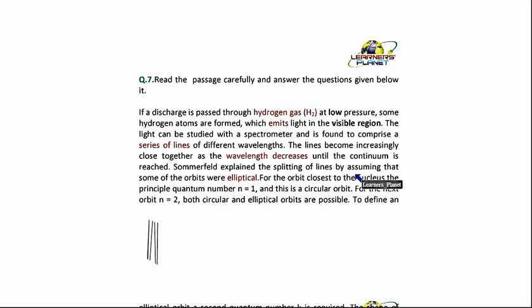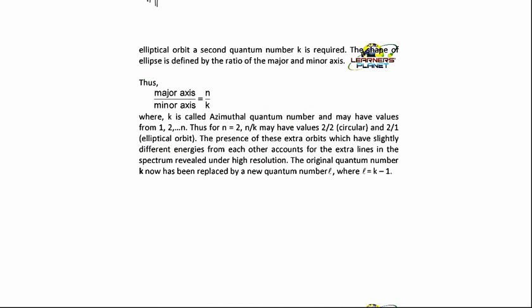Sommerfeld explained the splitting of lines by assuming that some of the orbits were elliptical. I told you Sommerfeld's model also. For the orbit closest to the nucleus, the principal quantum number n is equal to 1, and this is a circular orbit. For the next orbit, n is equal to 2, there are two orbits possible, that is, both circular and elliptical orbits are possible.